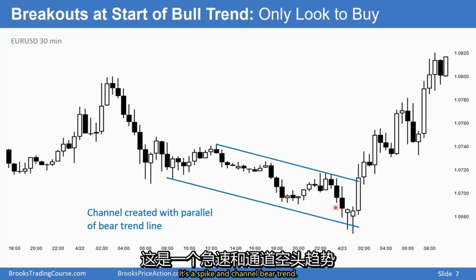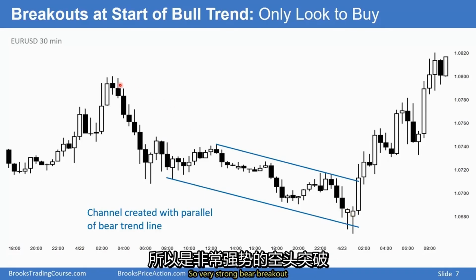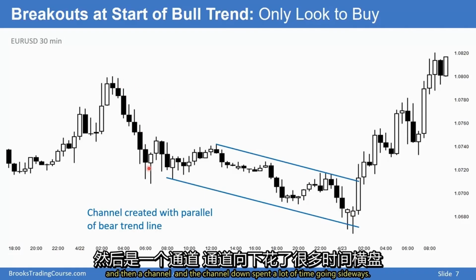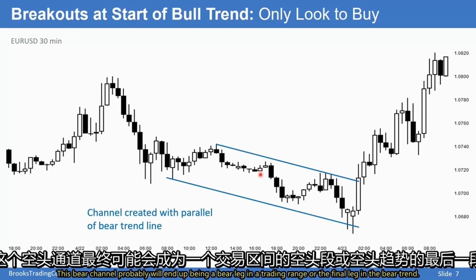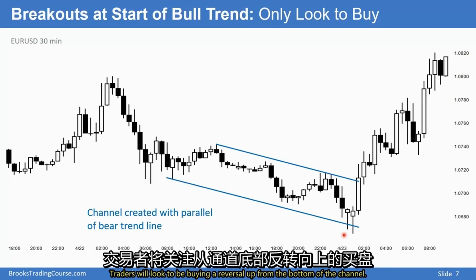This looks like a trading range through here and then a trading range through here. This is not a strong bear trend. It's a spike and channel bear trend. So very strong bear breakout and then a channel, and the channel down spent a lot of time going sideways. This bear channel probably will end up being a bear leg in a trading range or the final leg in the bear trend.